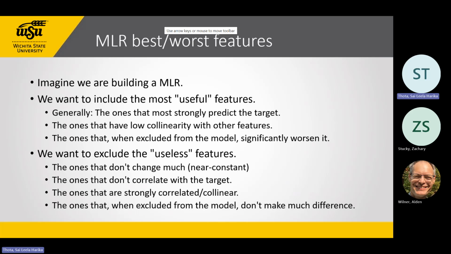And we want to exclude the useless features. So the features which are not related to your target variable, we need to simply ignore them. So the ones that don't change much and the ones that don't correlate with the target. So this comes under the features that are not related with the target variable.